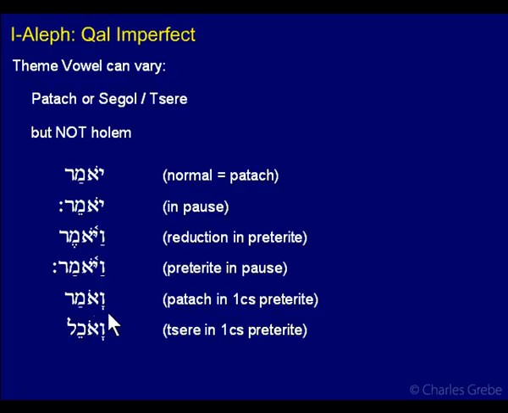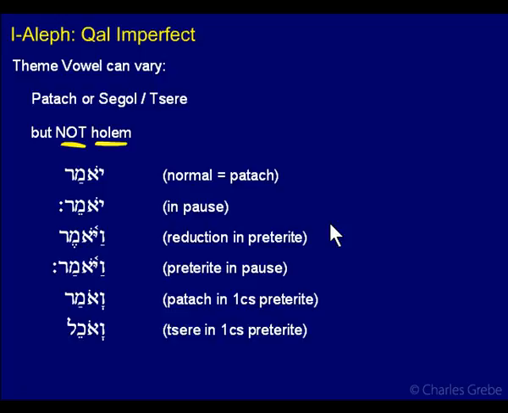vaomar, the patach shows up in the 1CS preterite. Here it's segol, here it's patach. Vaochel, with a different verb now, to eat versus to say. This one you have a tzere. So I'm not giving you rules here as to how to predict what it is. I don't think there are any. All I'm trying to say is the theme vowel can vary, but it won't be holem, okay? Because then you have two holems in a row.